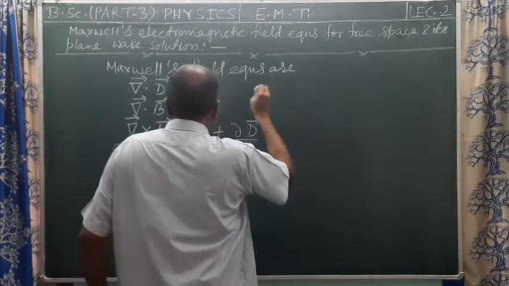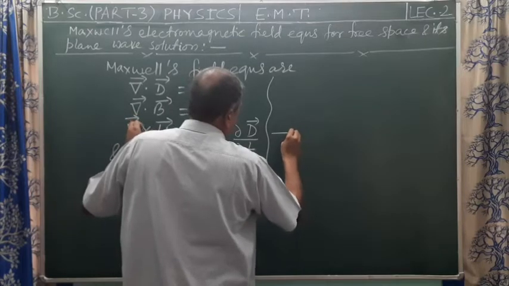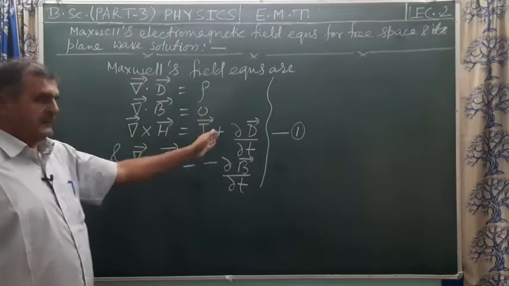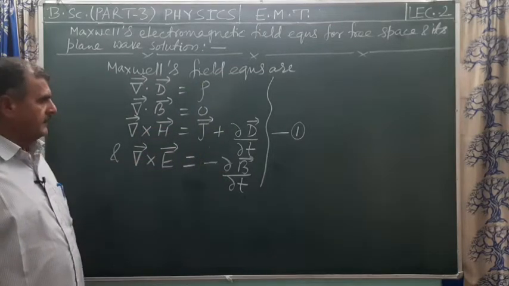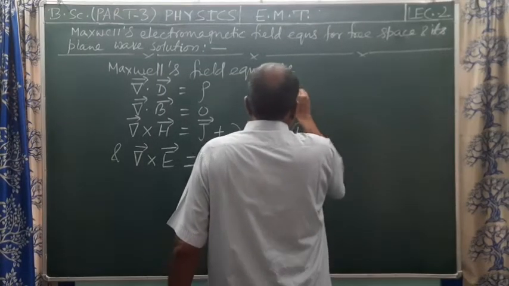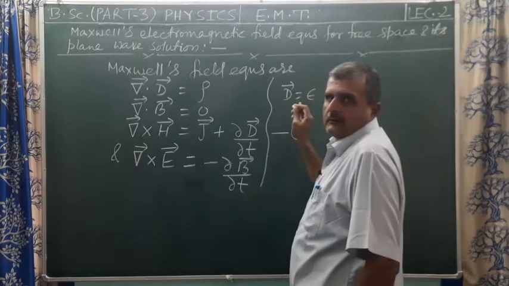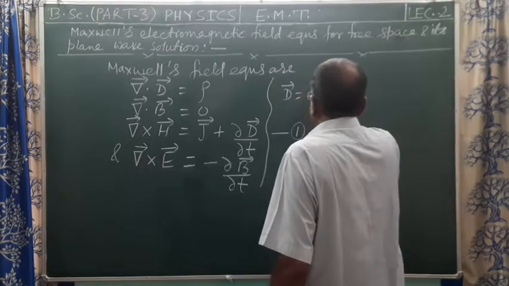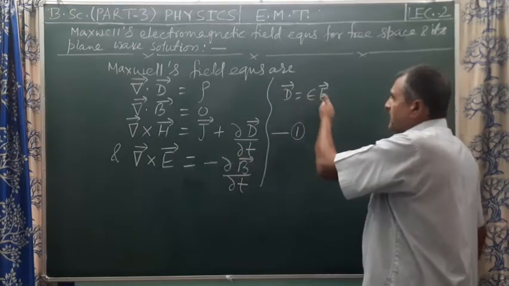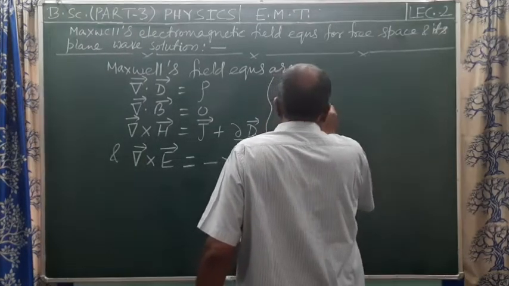And all these equations can be represented by equation 1. Equation 1A, 1B, 1C, and the fourth equation is 1D. We have D vector is equal to epsilon E vector, that is displacement vector is directly proportional to the electric field. So D vector is equal to epsilon into E vector. J vector equals sigma into E vector.